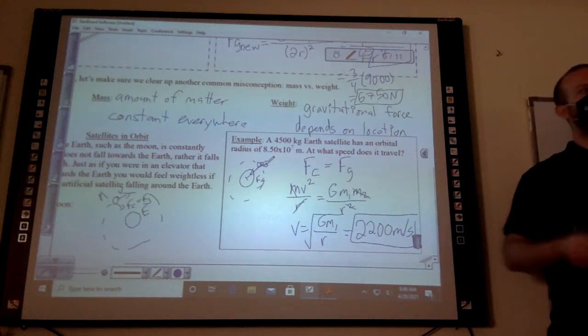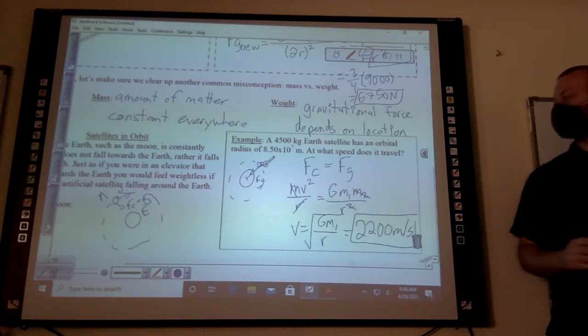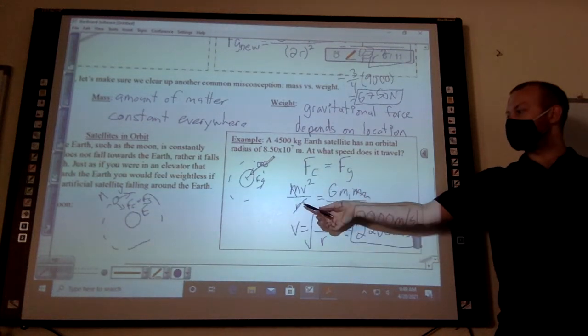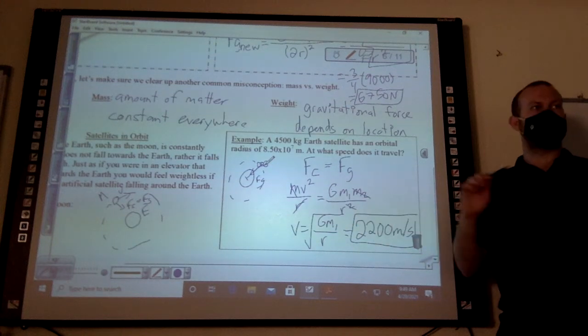Any other questions with this? Mathematically, how would they cancel out? You just multiply both sides by r. So I multiply by r, that gets rid of this, and multiplying this by r gets rid of the squared.